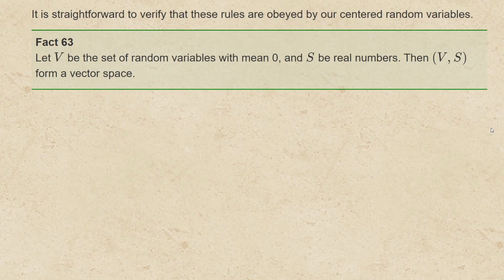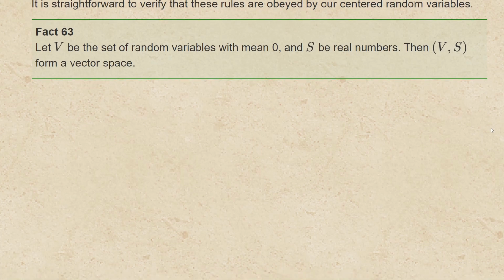Now, it is straightforward, if a bit tedious, to verify that these rules are obeyed by our centered random variables. So if v is the set of random variables with mean 0 and s are real numbers, then v together with s does form a vector space.